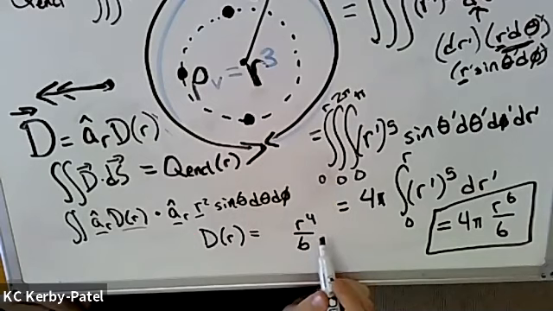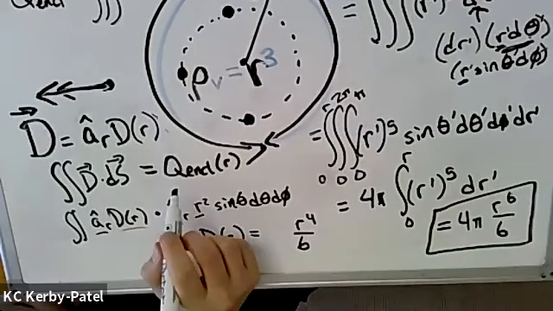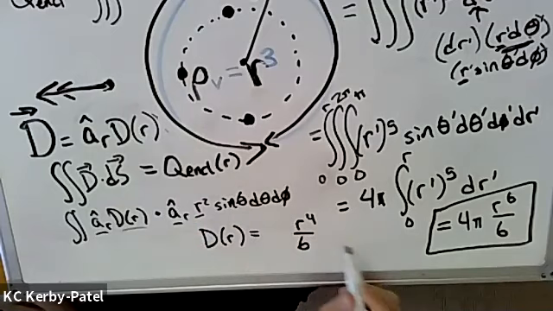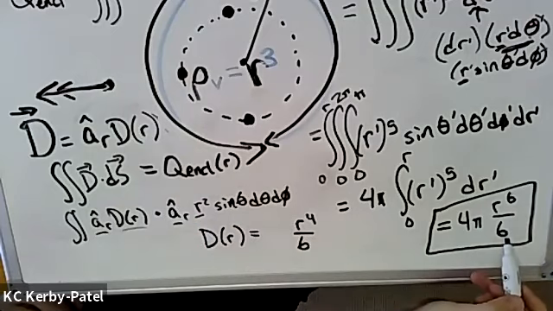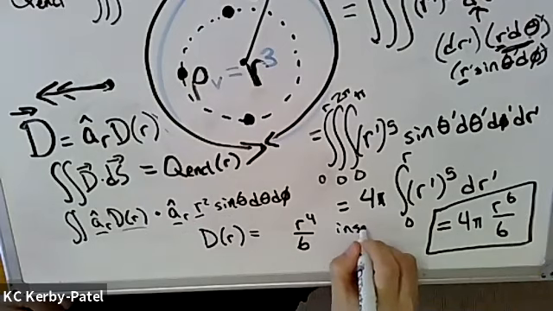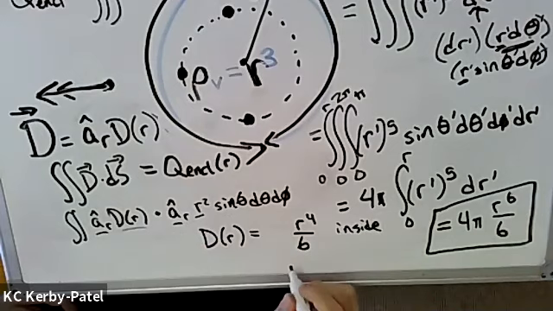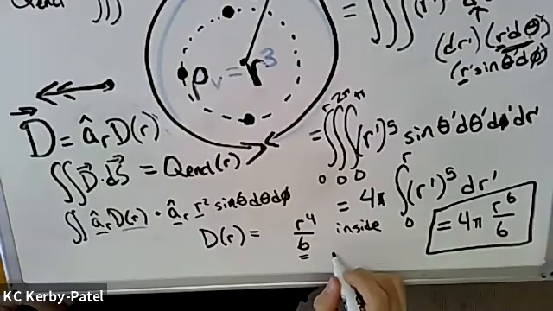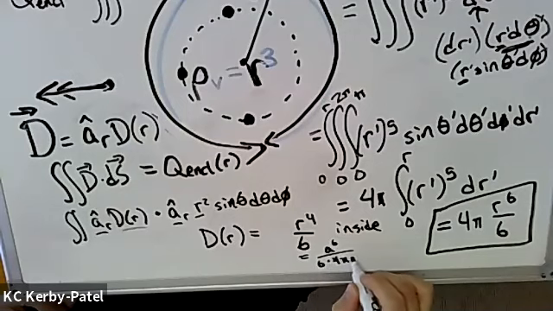Outside the sphere, it would be different, and you would need to do this again, because then the enclosed charge is constant. It would be A to the 6th over 6, and you would divide that by 4 pi R squared. So that would be A to the 6th over 6 times 4 pi R squared. That's what it would be outside.